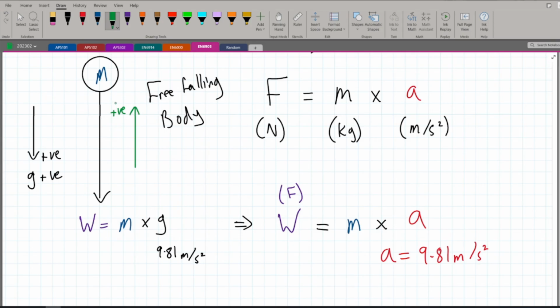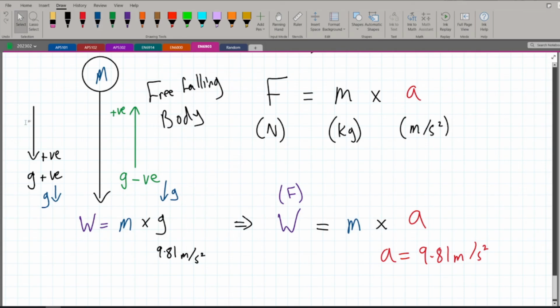But if we have our positive direction be upwards, our G will be negative, because remember that gravity is always acting in the downward direction. G is always going downwards in both cases. So it depends on the direction you assume, and this is a very important thing when it comes to solving all of these questions in general. This should be the most important focus: knowing how to assume your directions.